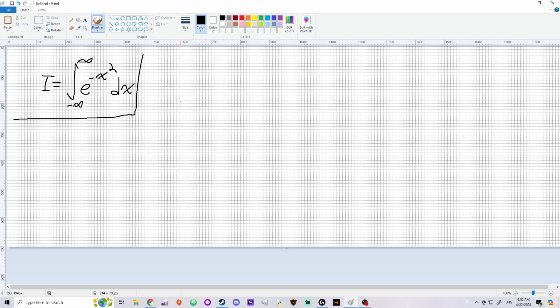Okay, so given that fact, we can then break this up from 0 to infinity times 2 of e to the negative x squared dx. The integral from 0 to infinity is the same as from 0 to negative infinity. Since those two are the same, we can just double it. So I is equal to this. Okay, nice.